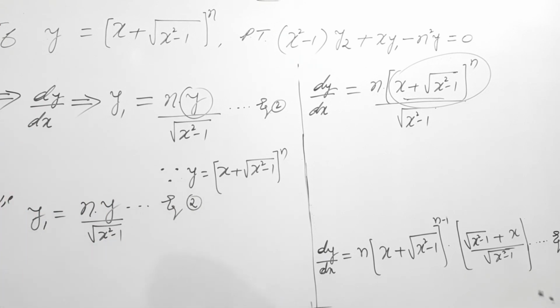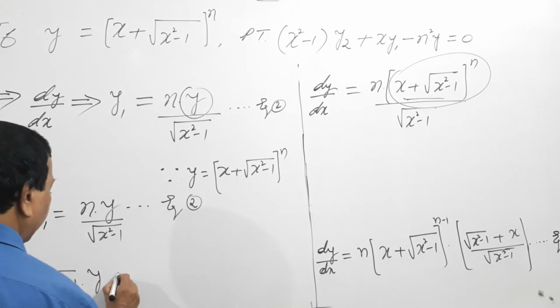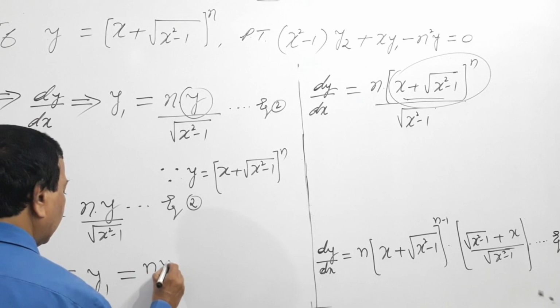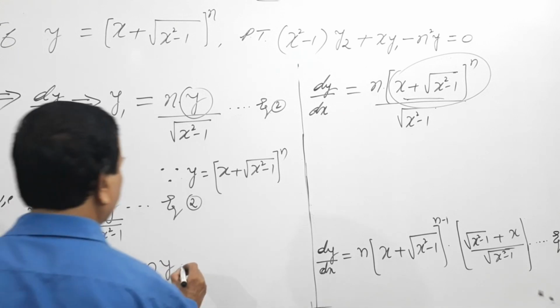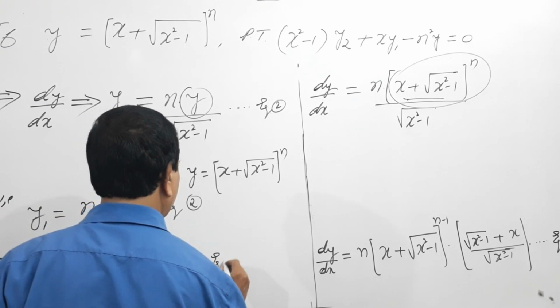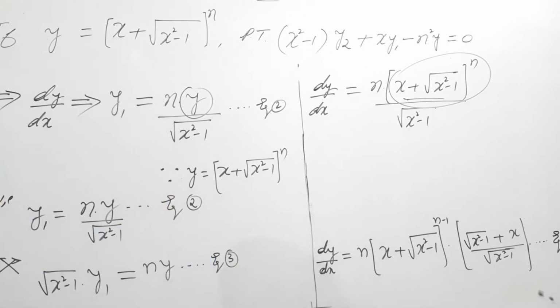So what I'll do, I'll cross multiply this. That becomes what? x square minus 1 into y1 equals n into y. I call this equation 3.